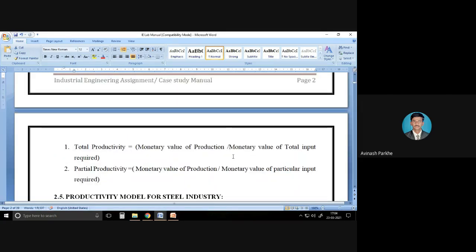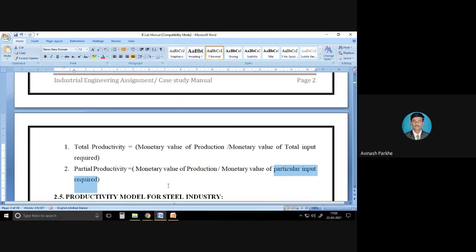So here we are having the definitions. Just now we have discussed that total productivity is equal to the monetary value of production divided by total input, that is total output upon total input in simple definition. And partial productivity is equal to total output upon the particular input required. Particular input means material input, labor input, energy input, raw material input, and other inputs. All those particular inputs are considered under the particular inputs. So in this particular case study, we have to calculate the total productivity as well as the partial productivity according to the inputs given.